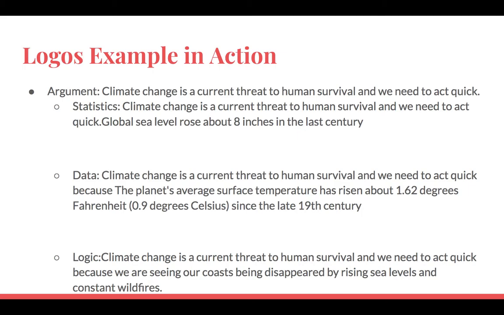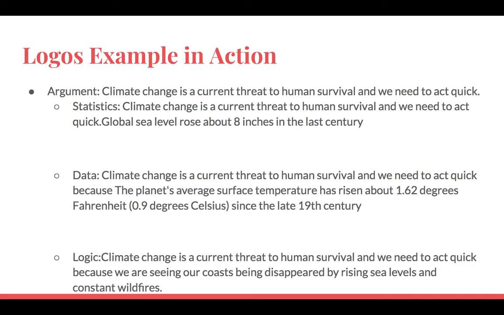So with statistics, with data, and with logic or common sense. And so let me read these. So statistics, climate change is a current threat to human survival, and we need to act quick. Global sea level rose about 8 inches in the last century. Okay, so then the statistic is that the sea levels rose about 8 inches. Okay, data, climate change is a current threat to human survival, and we need to act quick because the planet's average surface temperature has risen about 1.62 degrees Fahrenheit or 0.9 degrees Celsius since the 19th century. Okay, so that's another reason, the rising temperature.